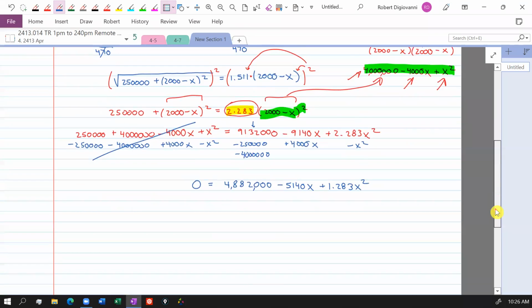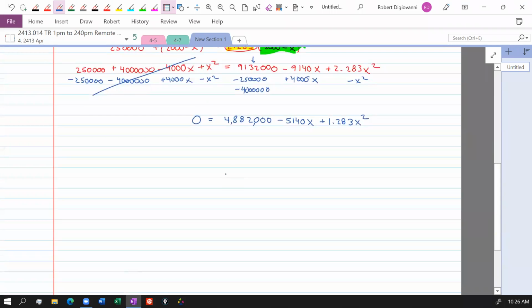We've got a quadratic equation. Now I'm going to use the quadratic formula. So this is my A, this is my B, negative 5140, and this is my C. So I'm going to use the quadratic formula. Negative B, which would be the opposite of negative 5140, which would be positive 5140, plus or minus the square root of. Now I've got to square this number. Be huge.